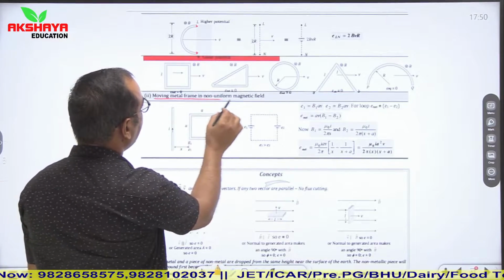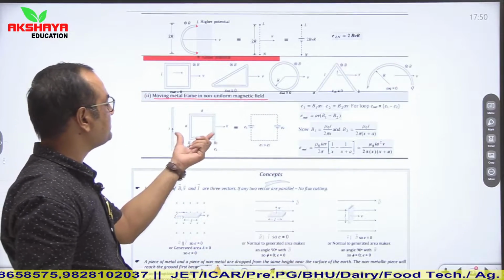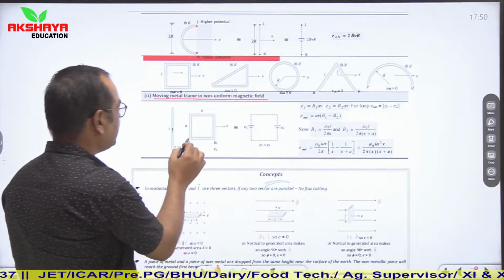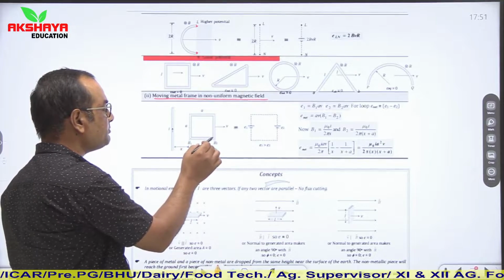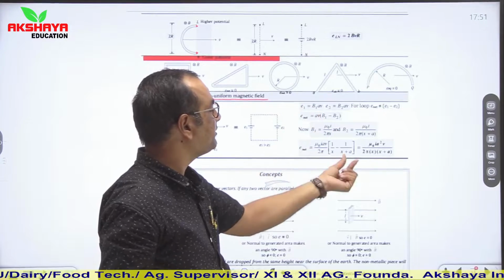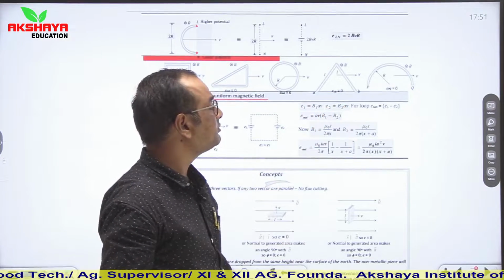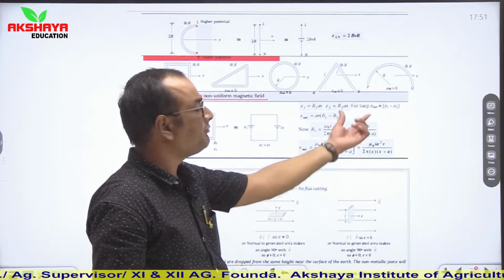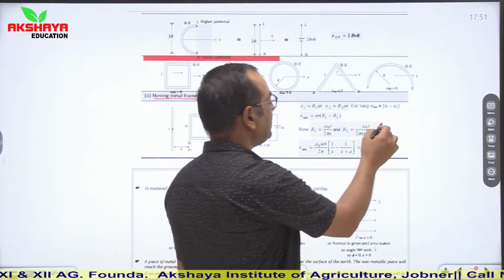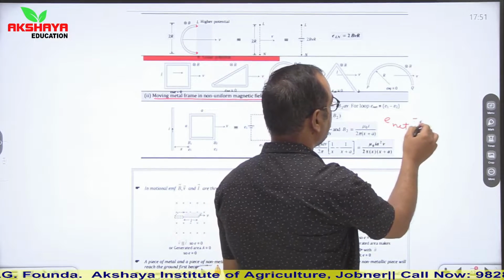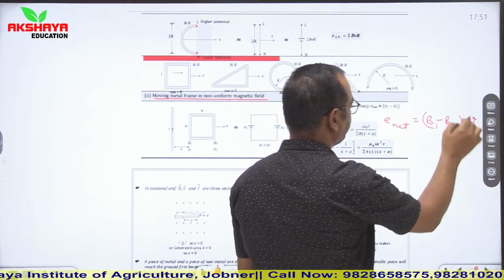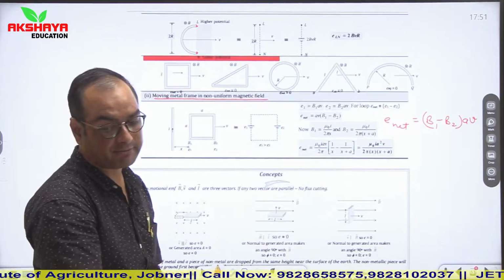Now see, a moving metal frame in a non-uniform magnetic field. Here this metal frame is moving in a non-uniform magnetic field. Let us say here the magnetic field is B1 and here the magnetic field is B2. So induced EMF will also be different. At B1 it is E1 is equal to B1 A v, and at B2 it is E2 is equal to B2 A v. To calculate net induced EMF, it will be E1 minus E2. So E net is equal to (B1 minus B2) into A v. This is the net induced EMF.